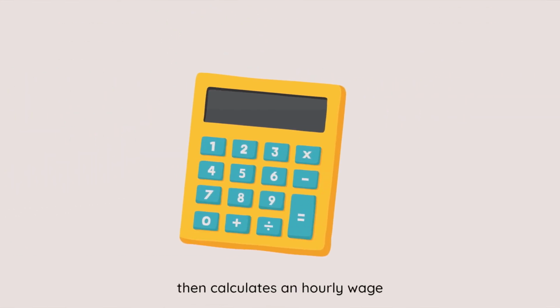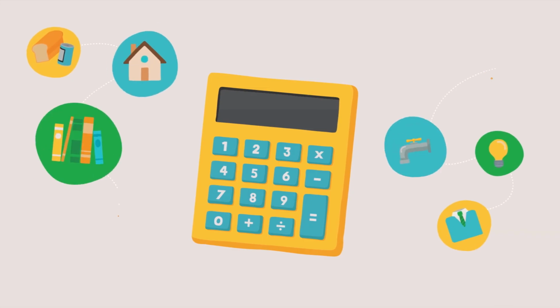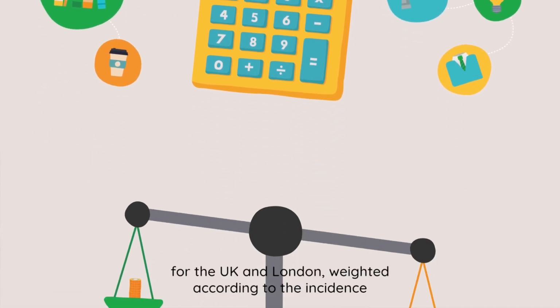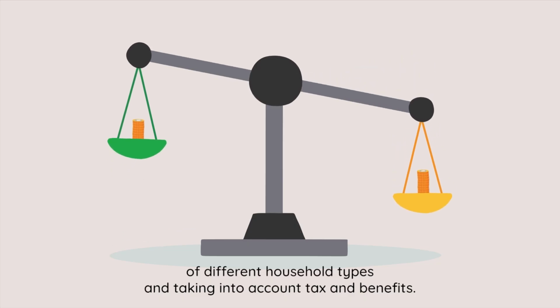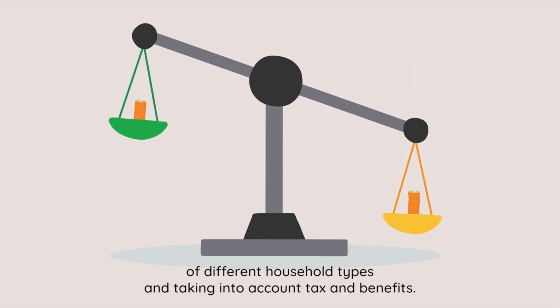Step 3. The Resolution Foundation then calculates an hourly wage for the UK and London, weighted according to the incidence of different household types and taking into account tax and benefits.